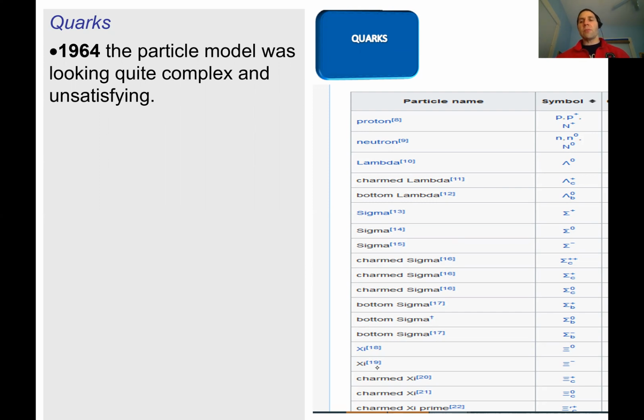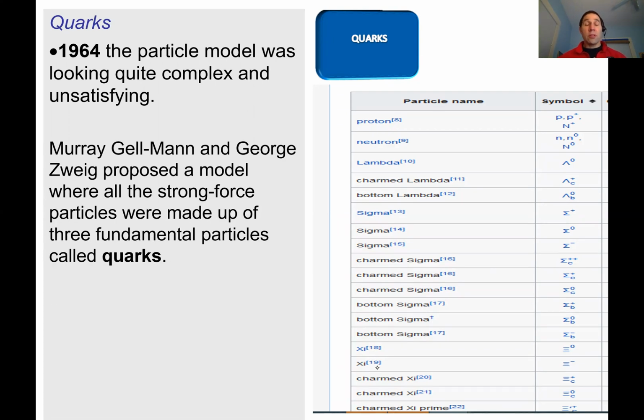But by the mid 1960s, we had this alphabet soup of particles. Sometimes we were seeing lambda particles and charmed lambda and bottom lambda and sigma. And you can see physicists just kept having to come up with more names because more and more particles were appearing. It just seemed like there was no rhyme or reason as to why certain particles were appearing and others weren't. So some physicists looked at all this information and tried to come up with some sort of underlying framework that would explain why we saw certain particles and not others, and why particles had certain characteristics in terms of charge and other behaviors.